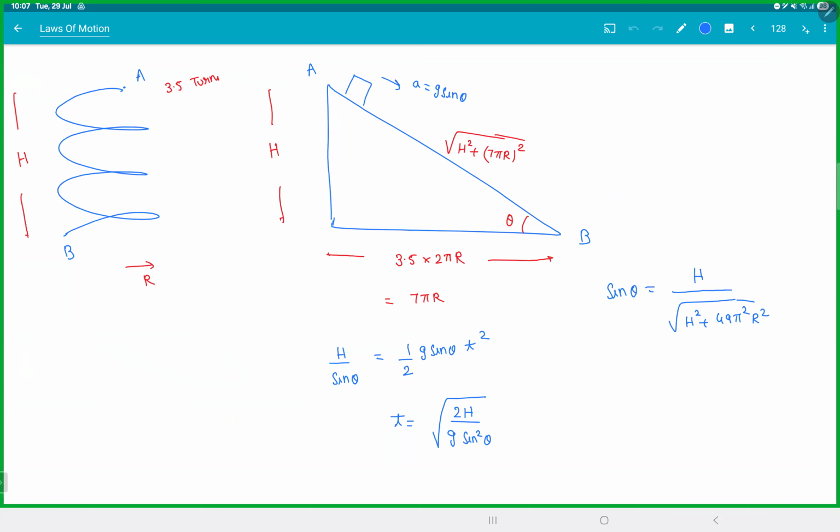Clear? How are you combining two different things? So we are using the helix ka properties to make it into a problem of an incline. Any doubts on this?